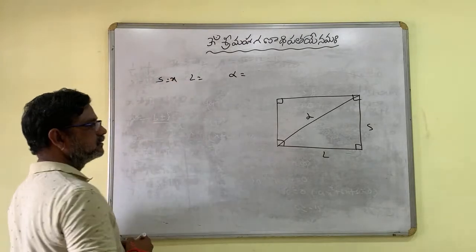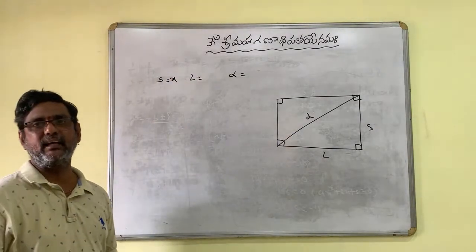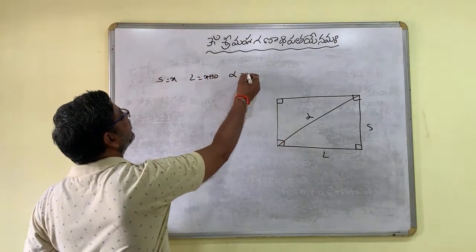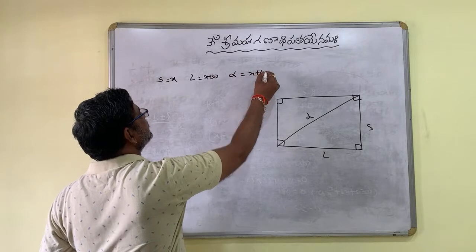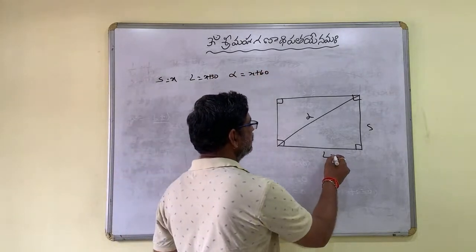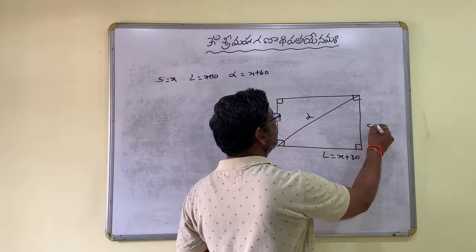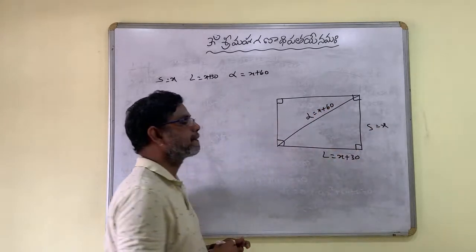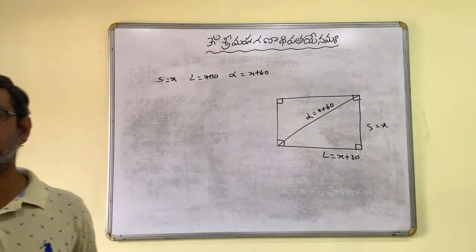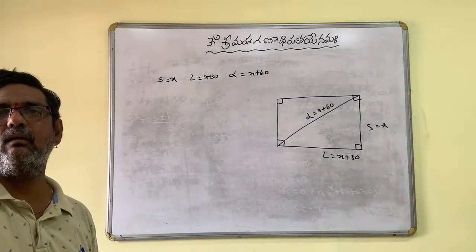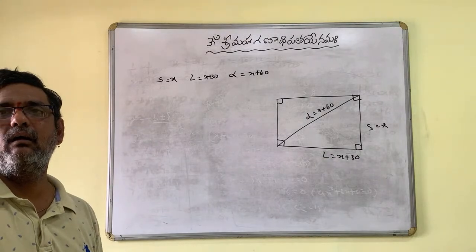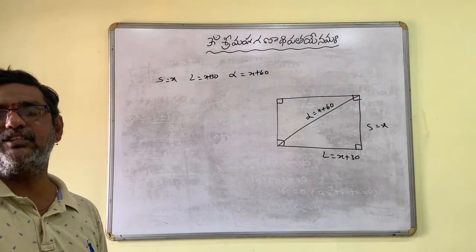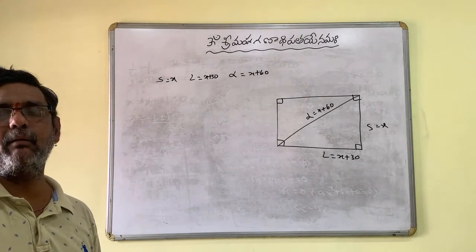Let the shorter side be x meters. Then the longer side is x plus 30 and the diagonal is x plus 60. That means this is x plus 30, this is x and this is x plus 60. Shorter side, longer side, diagonal. These three in a rectangle form a right angle triangle.